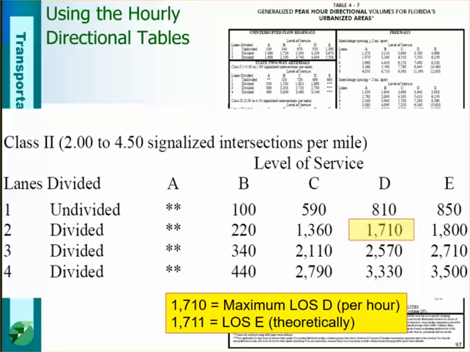Now let's take a look here. We're going to use a 4-lane divided Class Roman numeral 2 roadway as our case study. We're going to say that the minimum level of service for that will be a level of service D, which is 1,710. To see how the tables work, theoretically, if you went to 1,711, it would be a Class E, and therefore break the level of service standard that we wanted for that road.